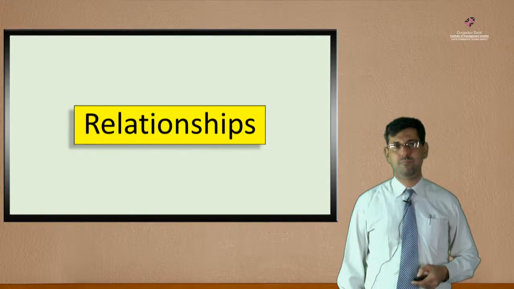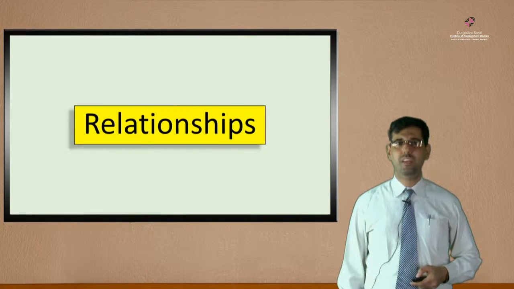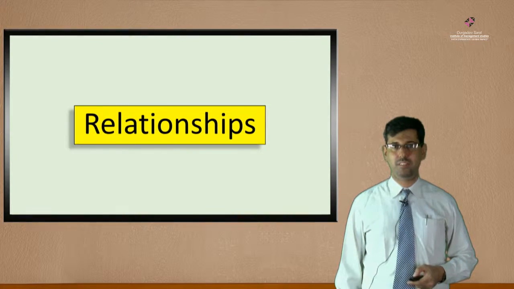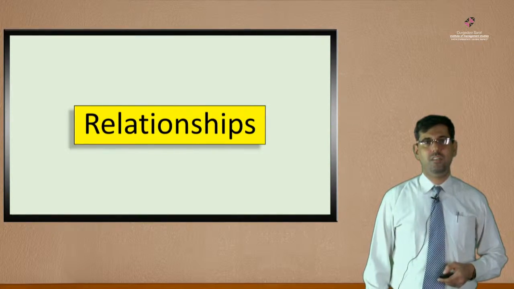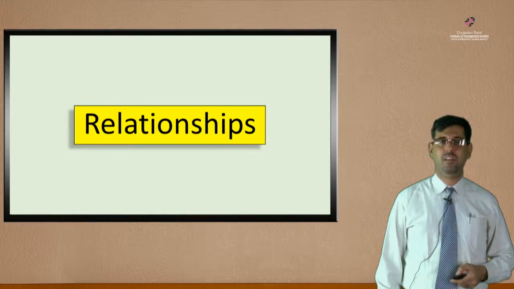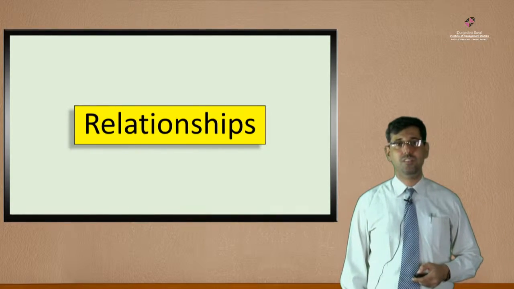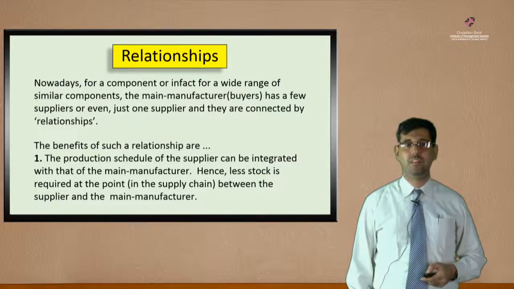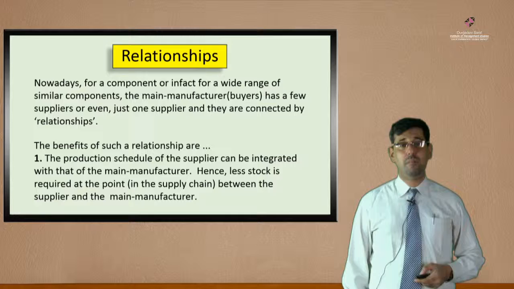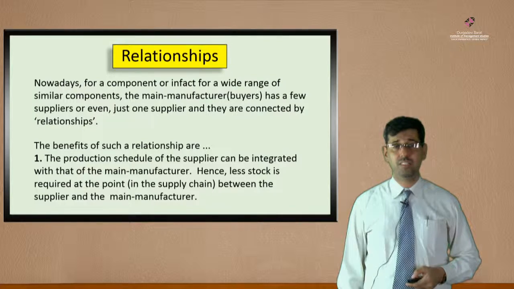Next R is relationships. 20-30 years ago, the concept of manufacturing in India involved having a large number of suppliers. The relationship between the main manufacturer and the supplier used to be mostly commercial. The manufacturers were advised to have 2, 3, 4, 5 suppliers so that there is no dependability on one supplier. But nowadays, the Japanese philosophy, which has been adopted, proposes that the company should have as few suppliers as possible. In some rare cases, even one.